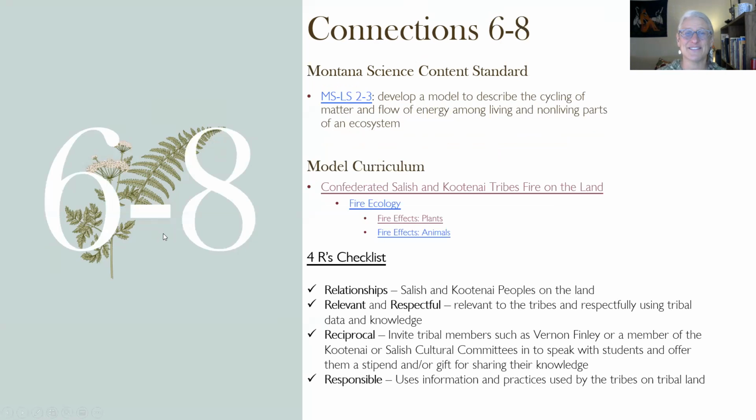Moving on to 6th through 8th grade. Again, Montana Science Standard, middle school life science: develop a model to describe the cycling of matter and flow of energy among living and non-living parts of an ecosystem. And I just think you can't do any better than to teach this through Fire on the Land.